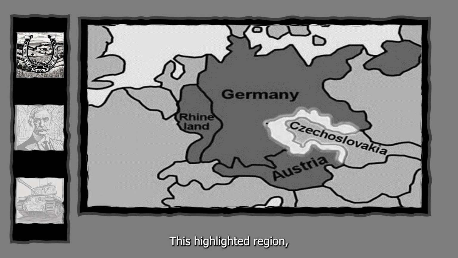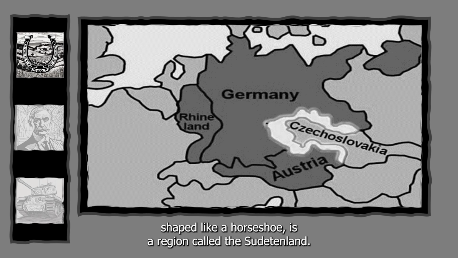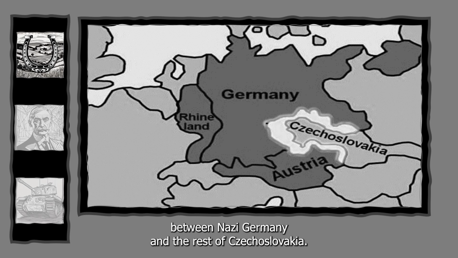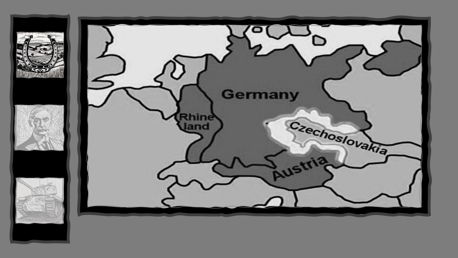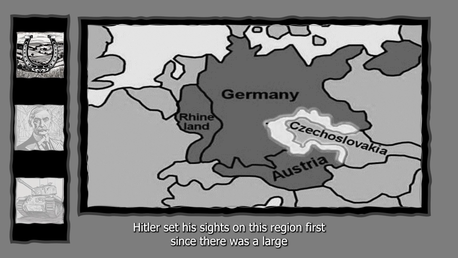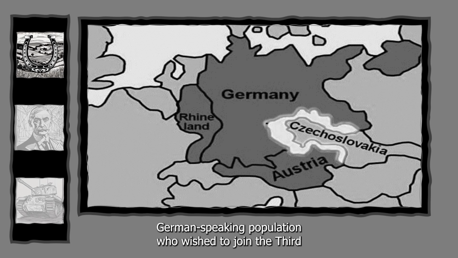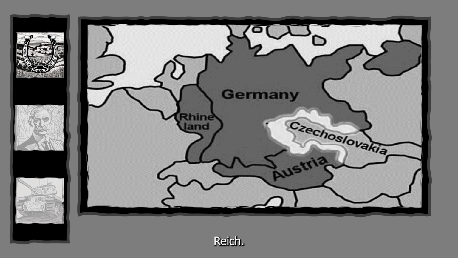This highlighted region, shaped like a horseshoe, is a region called the Sudetenland. The region's area acts almost like a buffer zone between Nazi Germany and the rest of Czechoslovakia. Hitler set his sights on this region first since there was a large German-speaking population who wished to join the Third Reich.